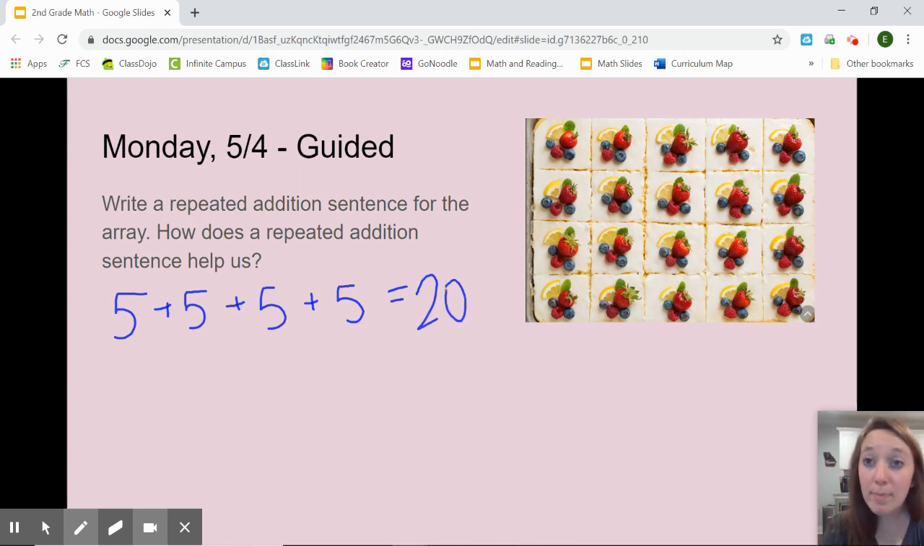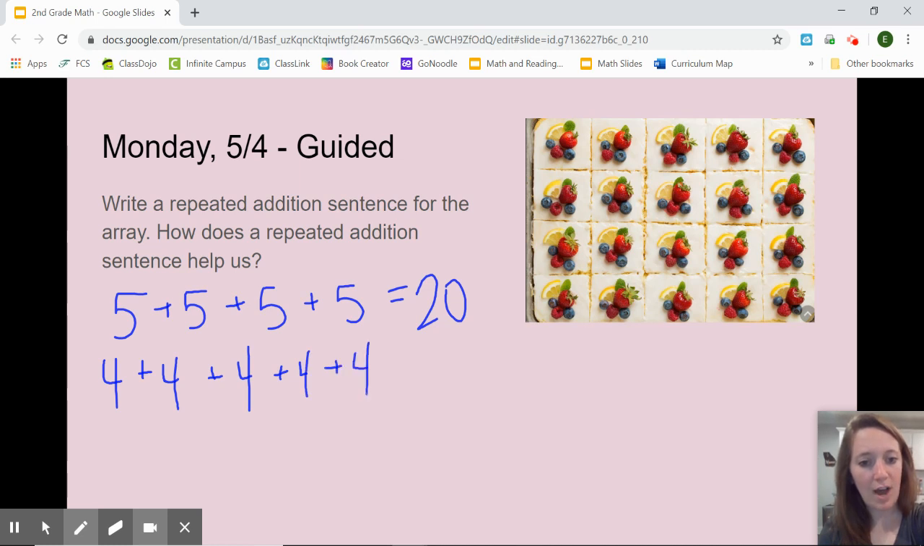And now, is that the only repeated addition sentence we can do? Maybe you did the columns. So how many are in each column? 1, 2, 3, 4. There are 4 in each column, and there are 5 columns. So I have to do 4 five times. 4 plus 4, so that's 2 fours. 3, 4, 5. So 4, 8, 12, 16, 20. Look at that. And again, how does a repeated addition sentence help us? It helps us by making it more efficient and easier and quicker for us to count.